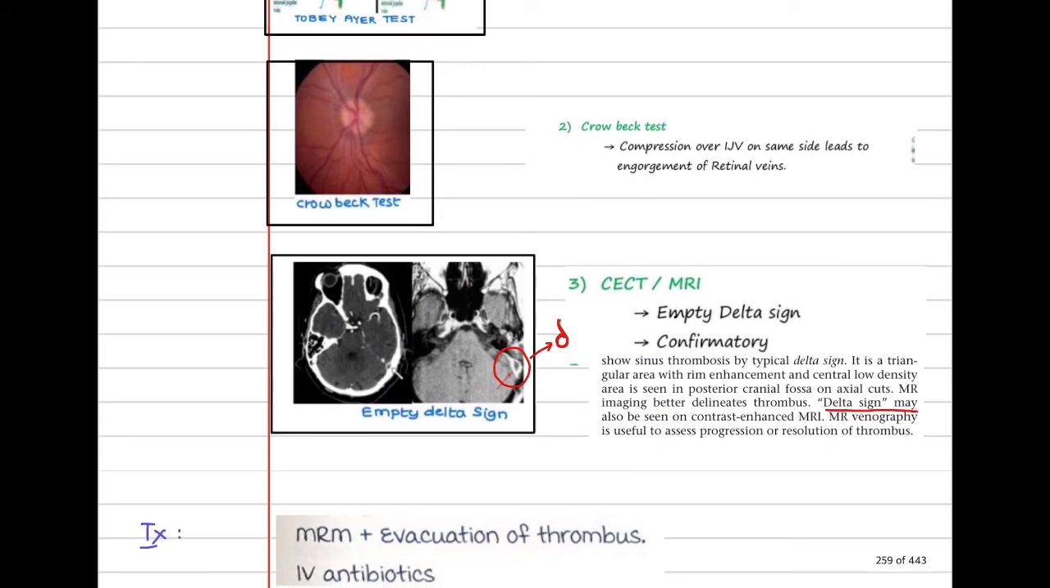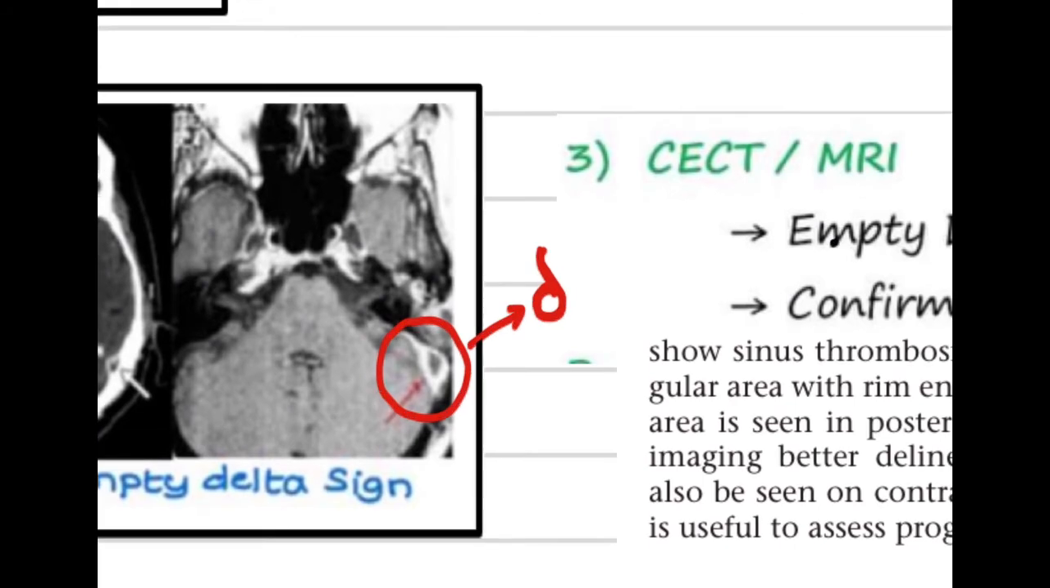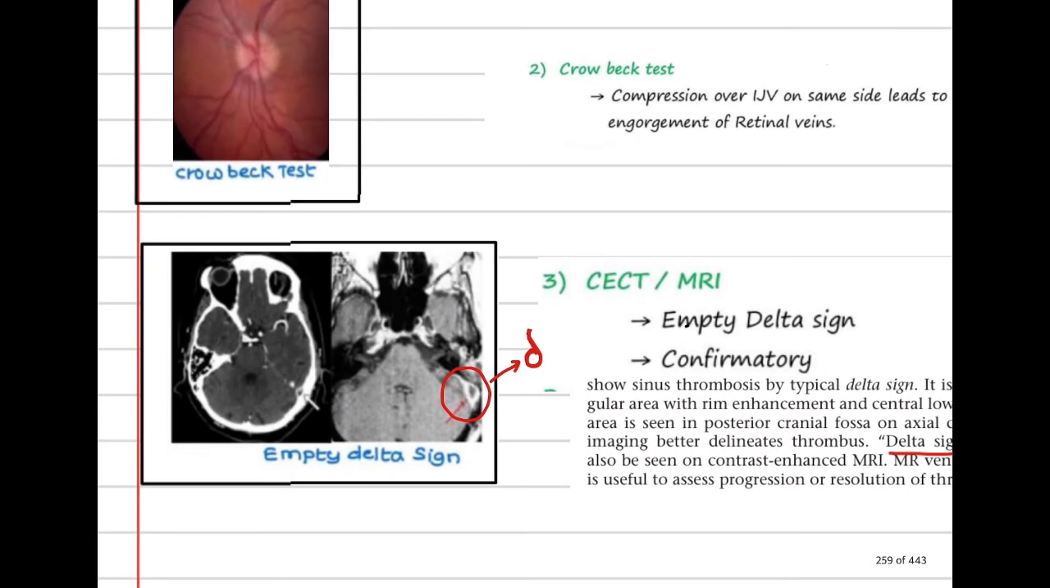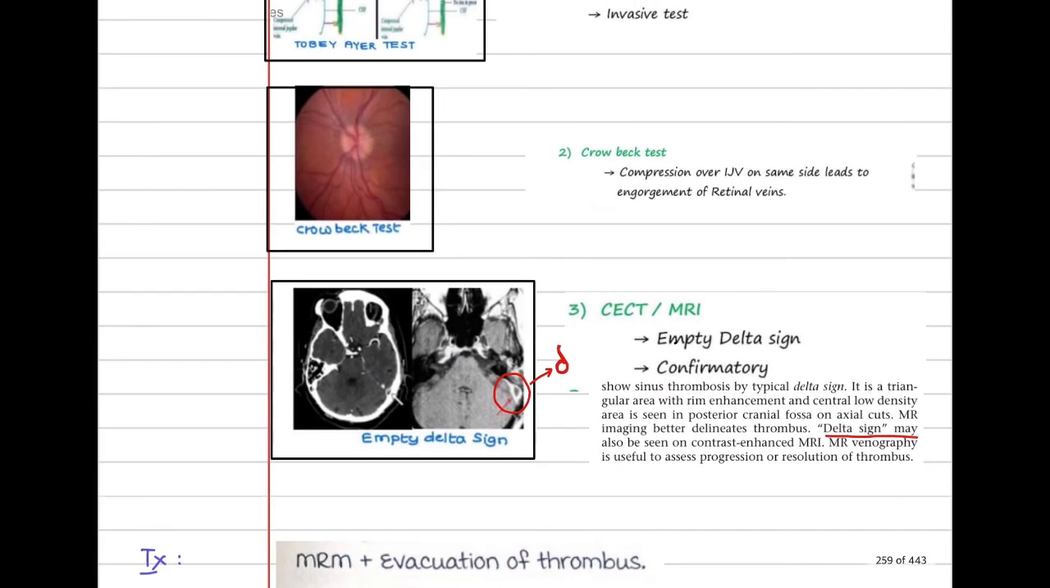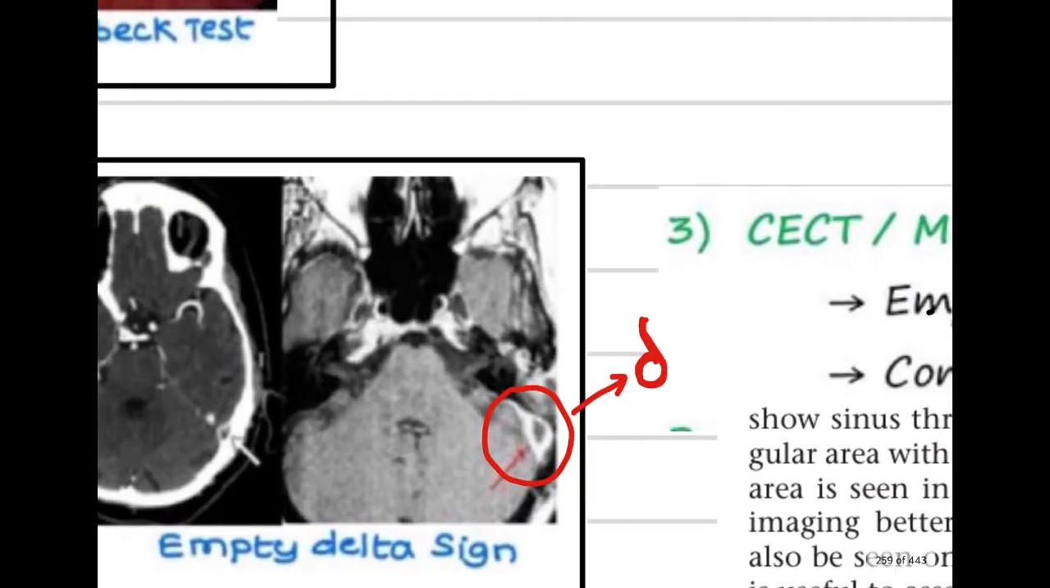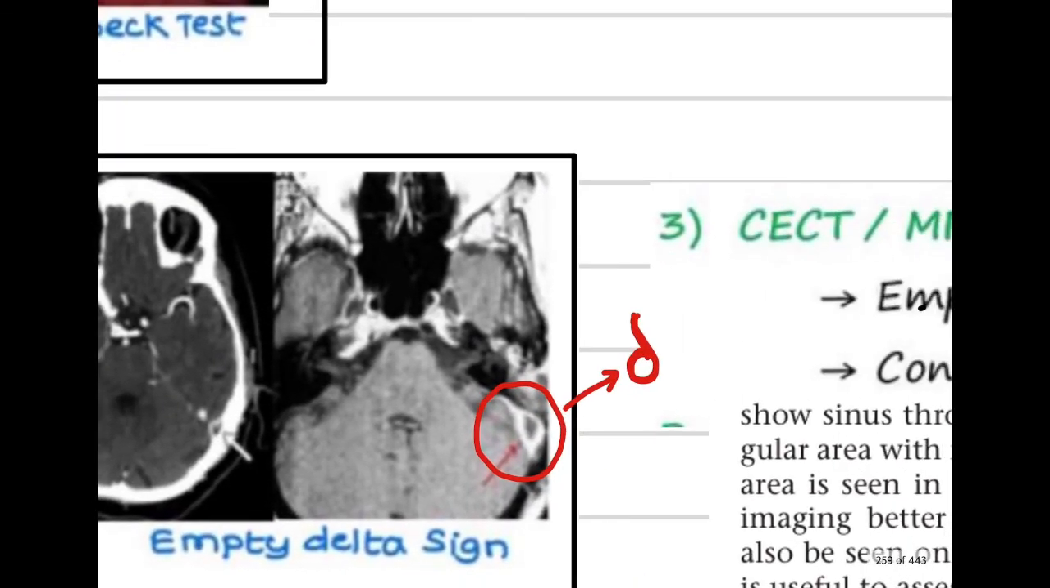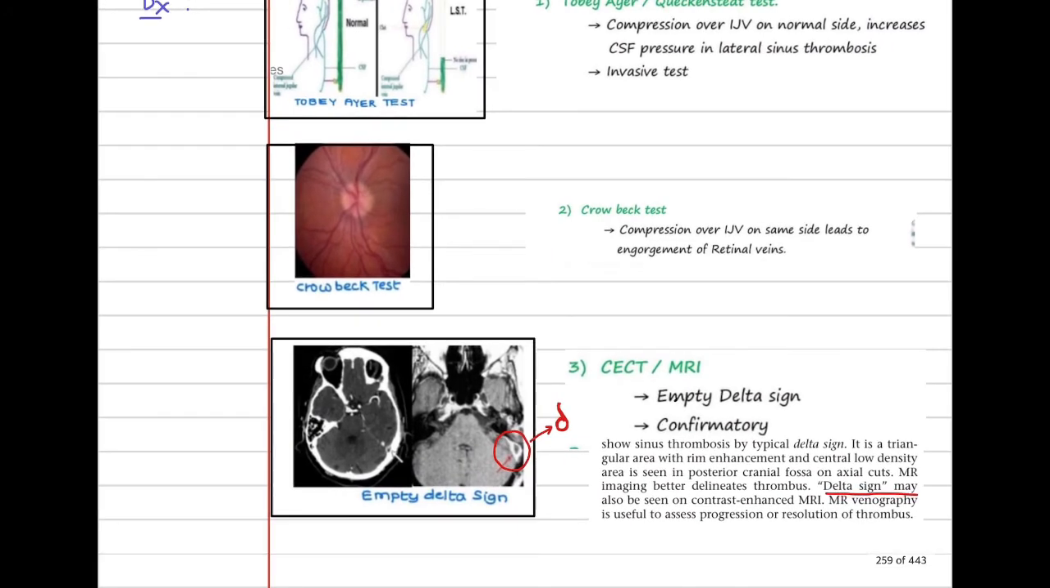On CT or MRI, you can see the empty delta sign. You can see the delta-like structure. This is your CT. In CT, you will have a very thick bone mass. This is your MRI, and this is your CT. In both you can see the delta sign, the empty delta sign.